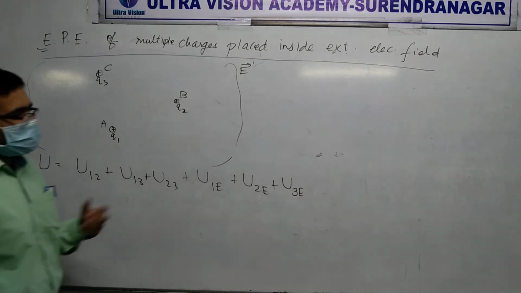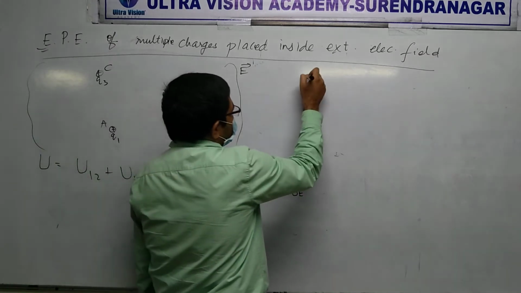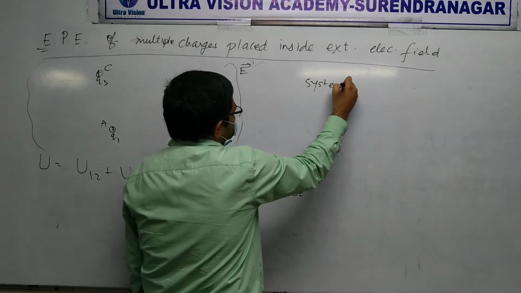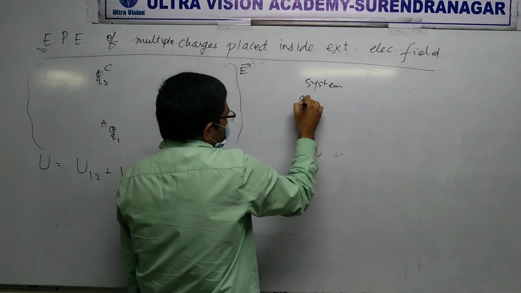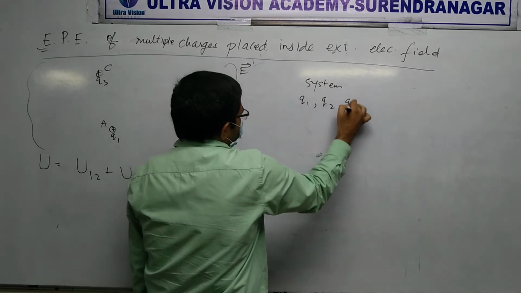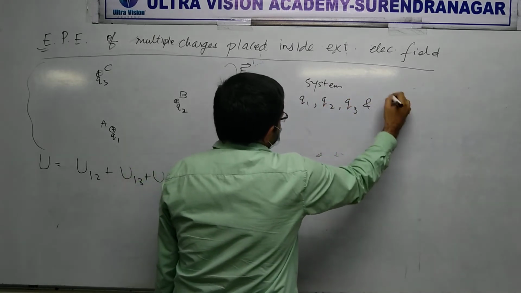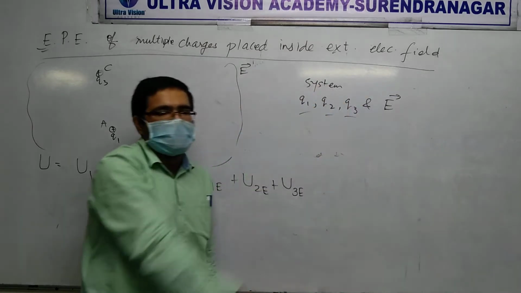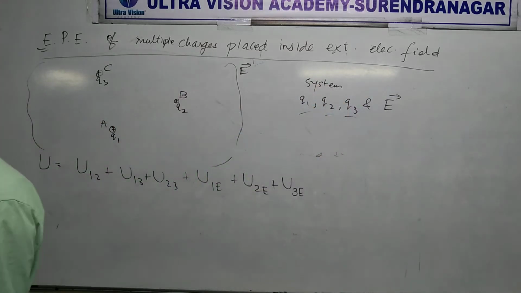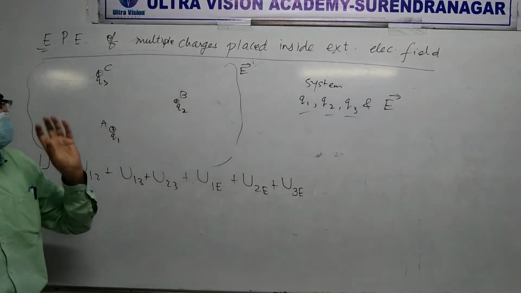To be very frank, books don't write it like this, but you can think of it this way. That in this system or in this configuration, you have four things. Q1, Q2, Q3, and then the external electric field, which is not created by these charges, right? It is created by something else.